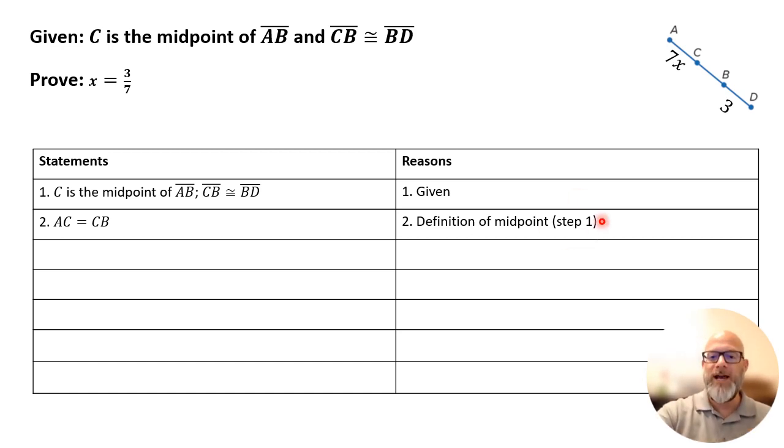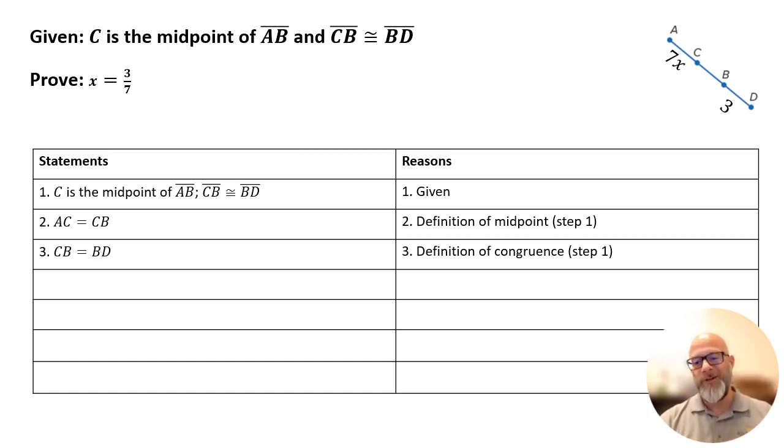And look over here, you can now refer to the step you were looking at to get your information. That's cool, right? You can't do that in a flow proof. Okay, now look over here. CB is congruent to BD. What did we say we could always get from that? CB is equal to BD by the definition of congruence. Very good. Again, I can say, hey, I was referring back to step 1. That's where I was looking. Pretty cool, right?